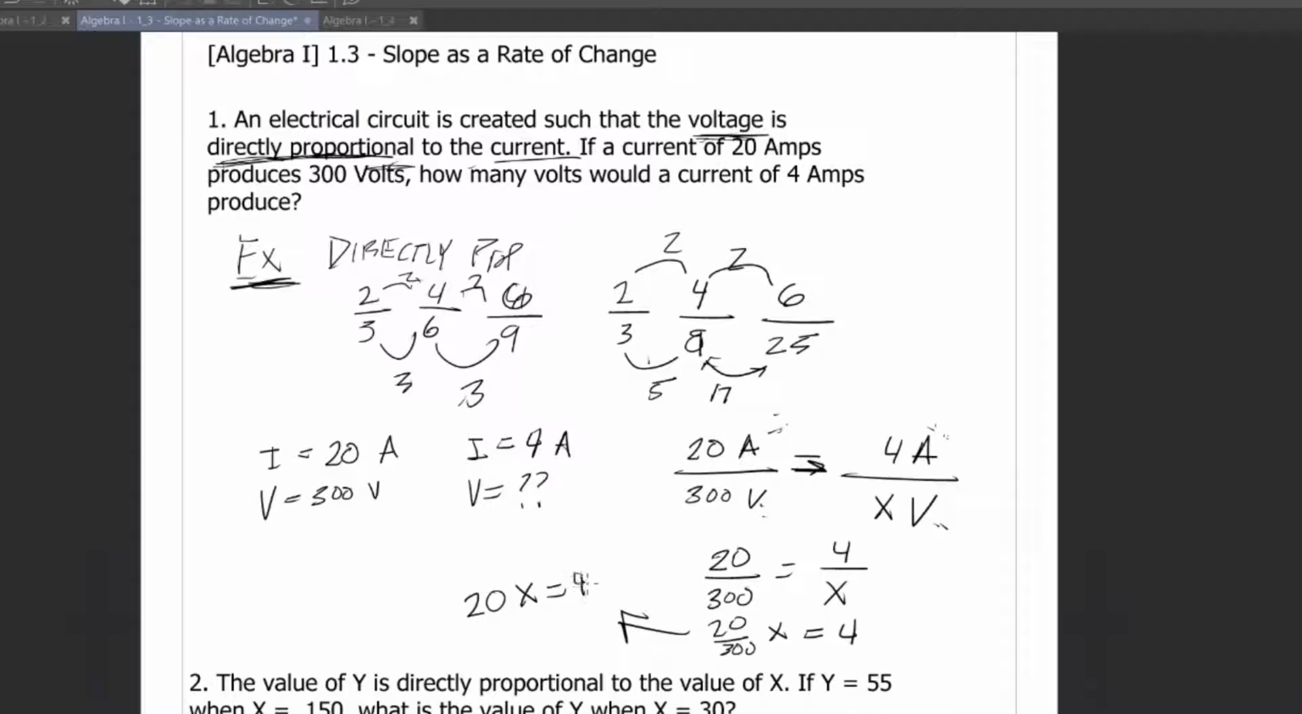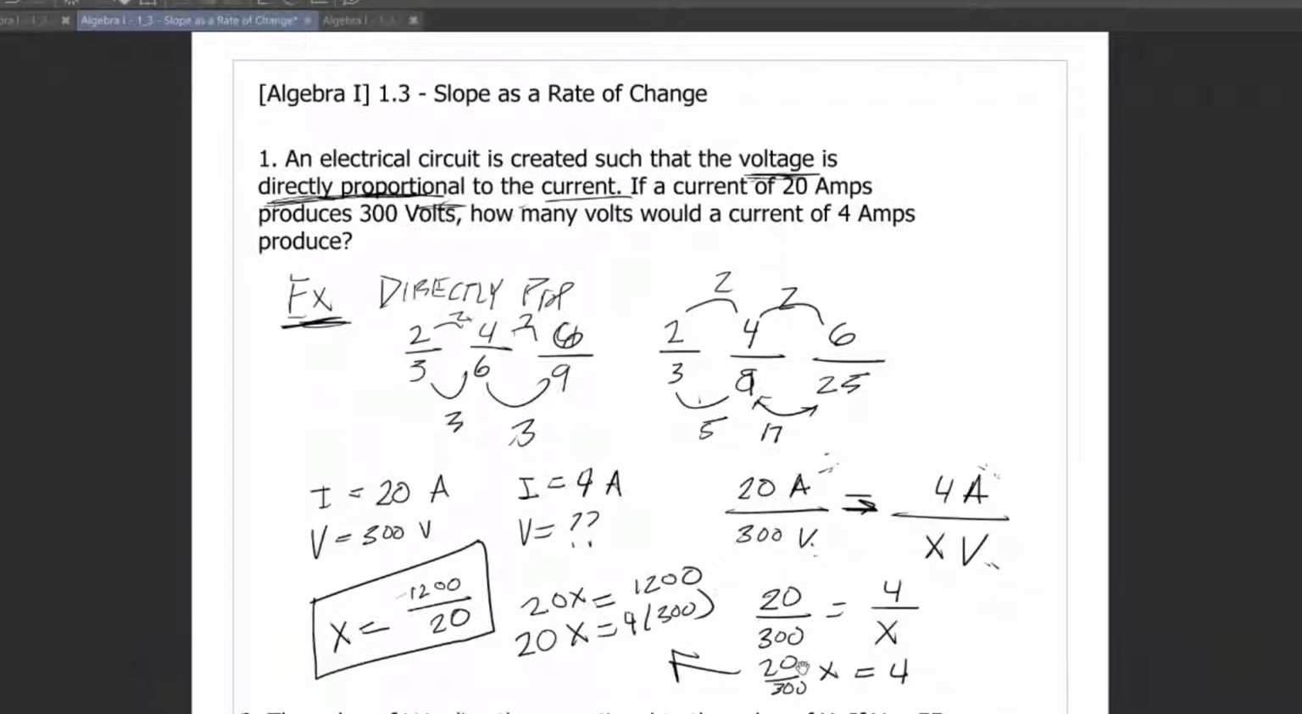20x equals 4 times 300. So that's the same thing as 1200, right? Equals 20x. So x in this problem, which is the amount of volts produced for 4 amps, would be equal to 1200 over 20. And you can simplify that fraction if you need to. I'm not doing it for the sake of the video, just for the sake of moving along. So hopefully you understand that one. Going to the next problem here.